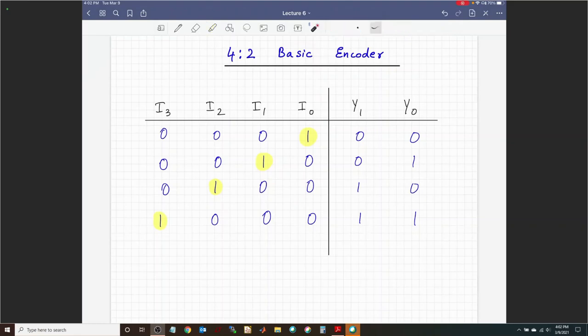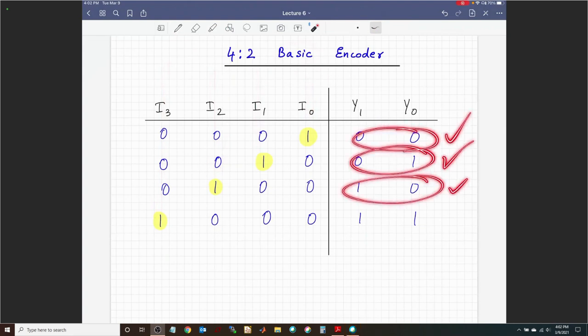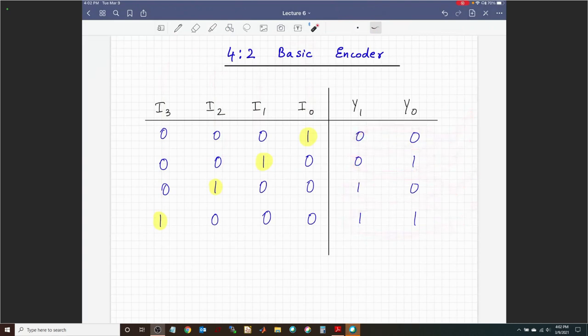So 0, 1, 2, and 3. That's your standard 4 to 2 basic encoder. And I'm assuming that it is enabled here and everything is active high. Now, what I want you guys to do is tell me the logic expressions for the two outputs, Y0 and Y1. What is the logic expression for Y0? And what is the logic expression for Y1?